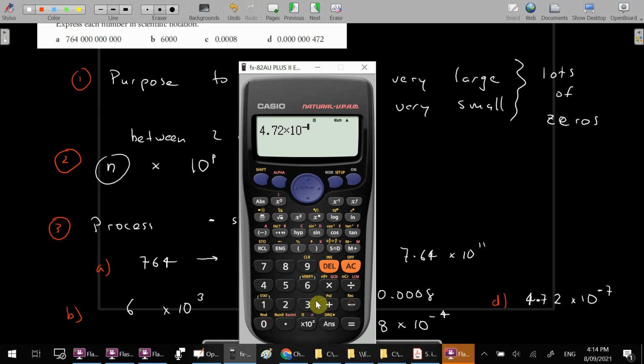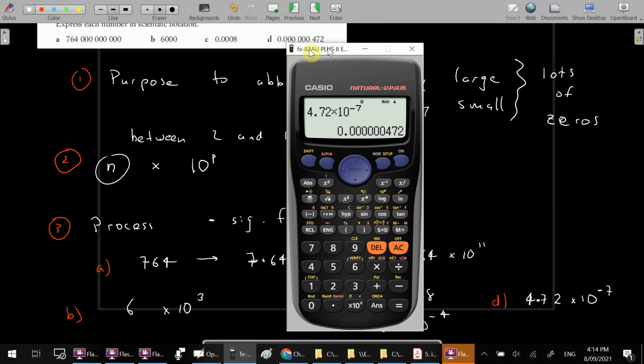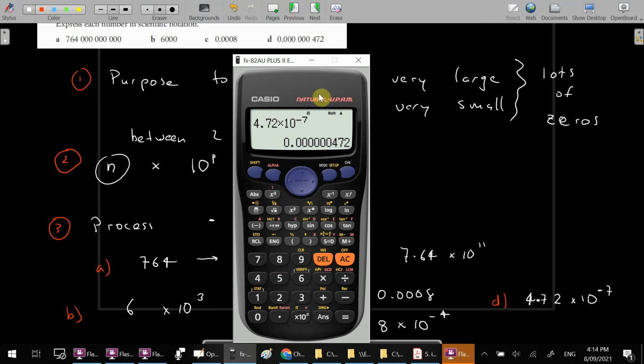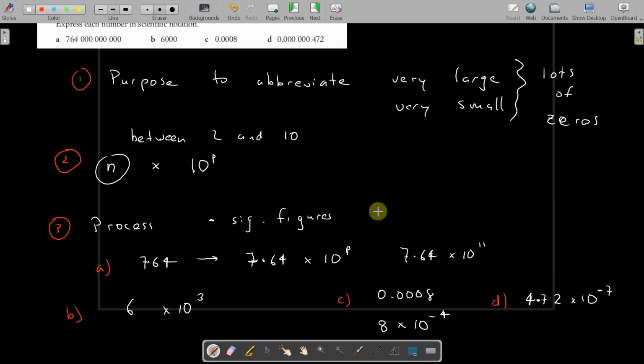To the -7. There's our scientific notation, and there it is. That's the same as that one. So remember, scientific notation is an abbreviation. It reduces the size of numbers with lots of zeros, and we have to have it in this format.